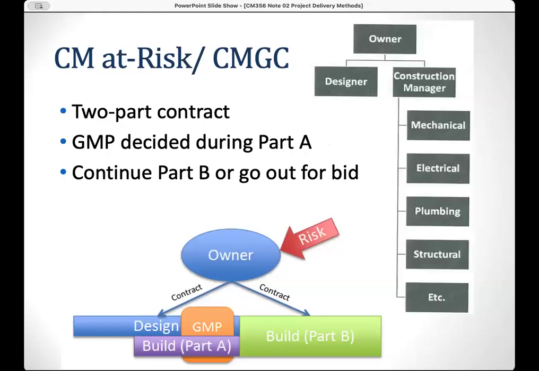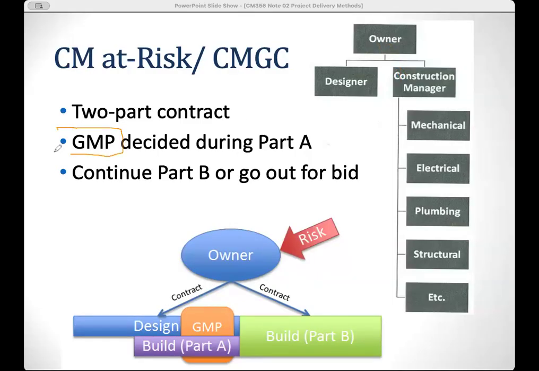So yeah, this is another one. You may already see something over here, but this is a CM at risk, which is different from CM as an agency. So in CM at risk, you have the owner, you have the designer, and you have the construction manager over here. And the construction manager has a contract with all the subcontractors, right? So this is only a two-party contract: owner with a designer and owner with a CM.